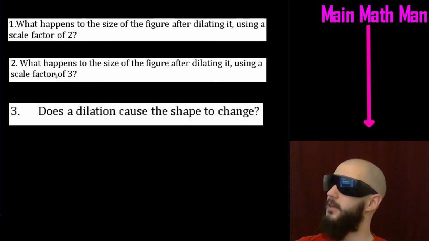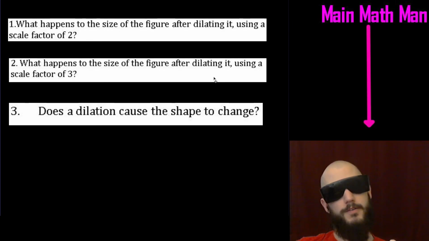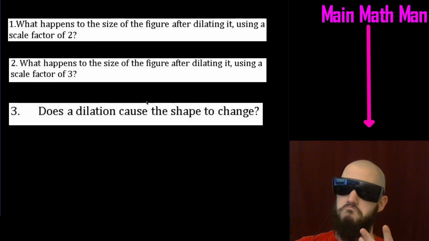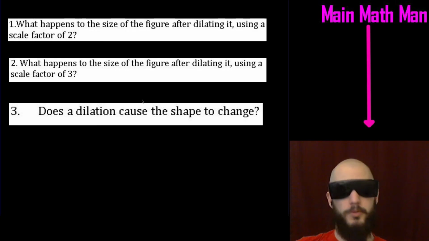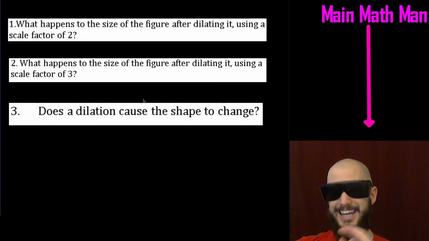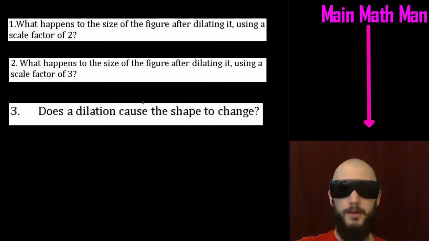For the second one, you can say what happened to the image of the figure after dilating it using a scale factor of 3 this time. And so let's say something like it tripled in size. Again, it tripled in size, that way you're describing it perfectly. Sentences like it got bigger, it ain't gonna cut it.